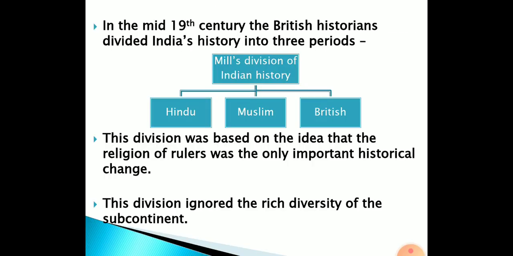In the mid 19th century, the British historians divided India's history into three periods: Hindu, Muslim, and British. The division was based on the idea that the religion of rulers was the only important historical change and that there were no other significant developments in the economy, society, or culture. This division ignored the rich diversity of the subcontinent.